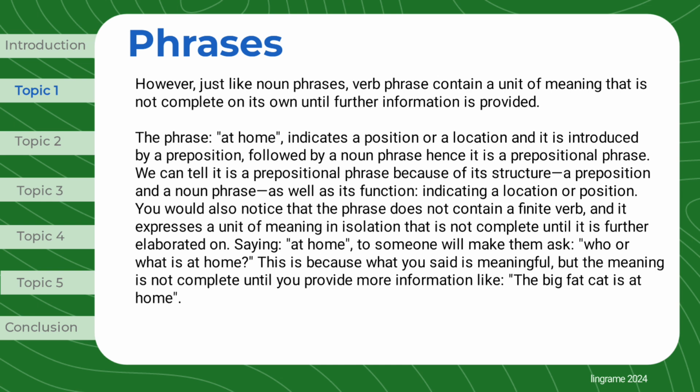You would also notice that the phrase does not contain a finite verb, and it expresses a unit of meaning in isolation that is not complete until it is further elaborated on. Saying, at home, to someone will make them ask, who or what is at home. This is because what you said is meaningful, but the meaning is not complete until you provide more information like, the big fat cat is at home.